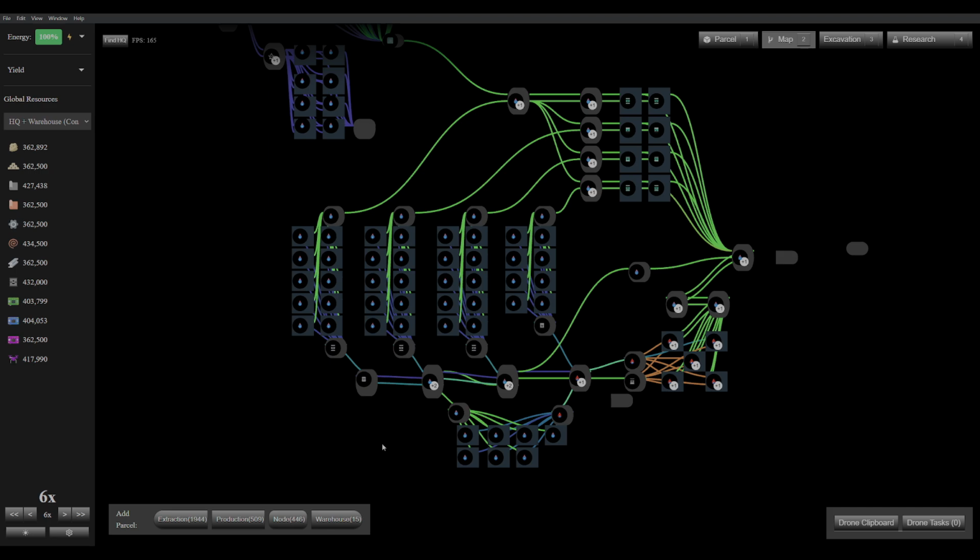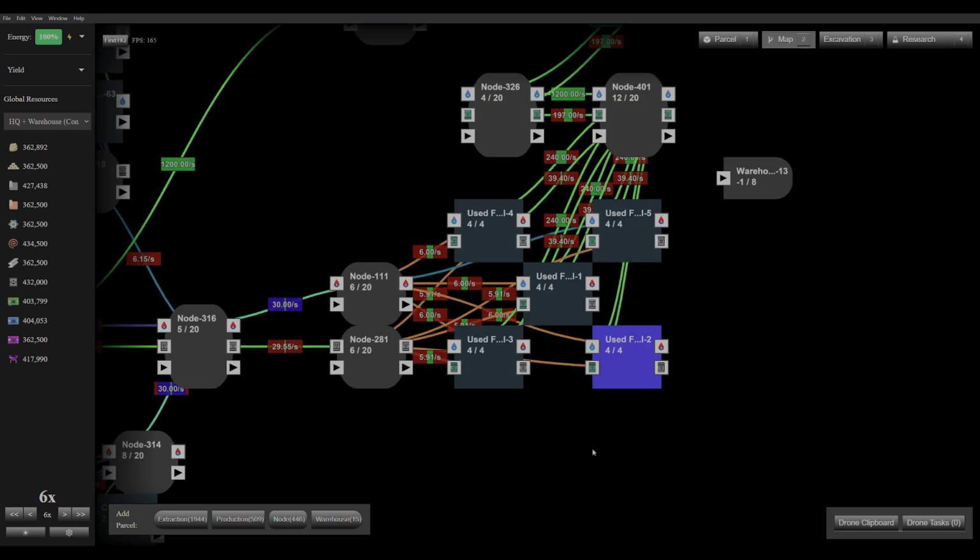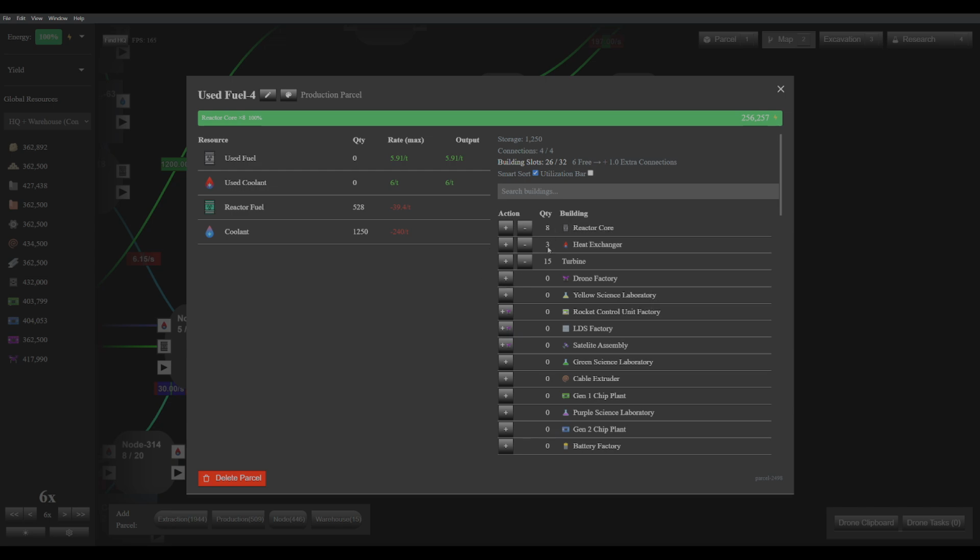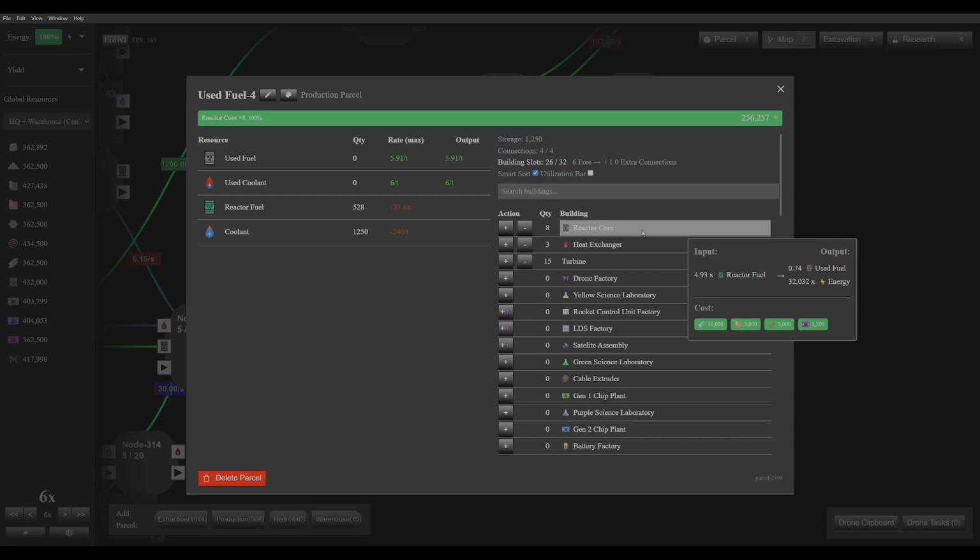Today we're going to go over my 1.2 million energy big reactor. Okay, so we will start off with the reactor. Like my small one, I have 5 of them, but inside we have 8 cores, 3 heat exchangers, and 15 turbines, or turbines, however you want to say it.